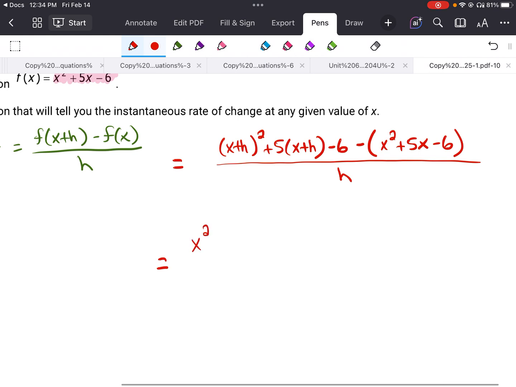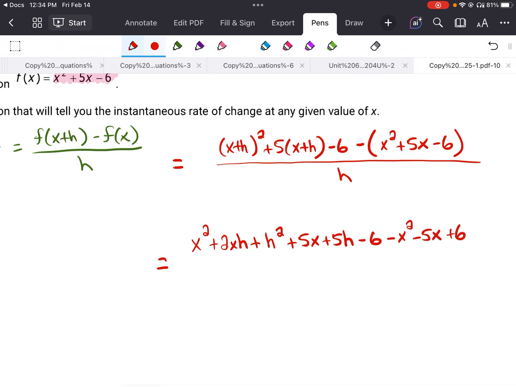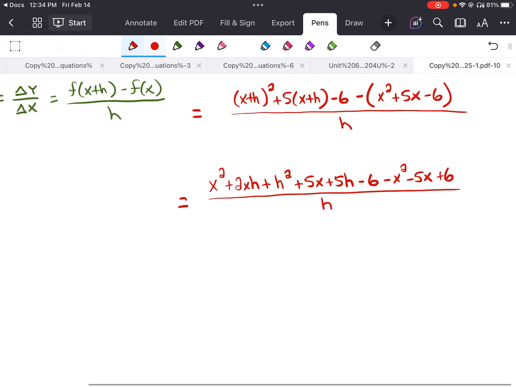Okay, when we FOIL out the first bracket, we're going to get x squared plus 2xh plus h squared. And when you distribute that second one, we have plus 5x plus 5h minus 6. And then we'll be subtracting, so minus x squared minus 5x and plus 6, all over h.